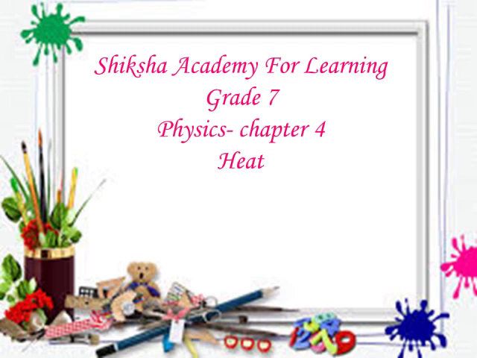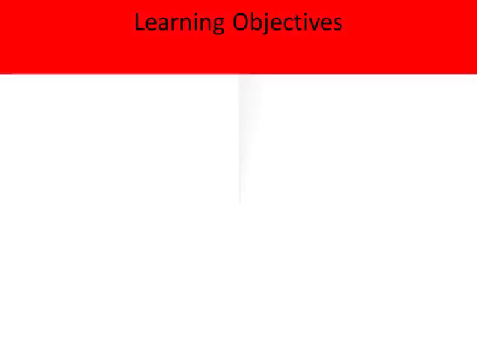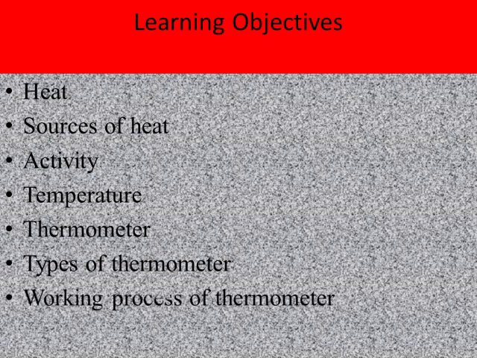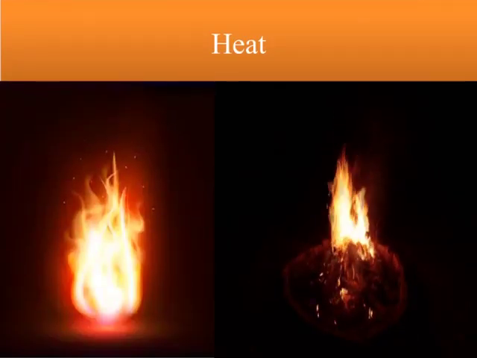Okay. So now we will start a new chapter in physics. The chapter name is Heat. So let me start. Learning objectives. In this chapter we are going to learn about heat, sources of heat, and one activity, temperature, thermometer, the types of thermometer and the working process of thermometer. Heat.